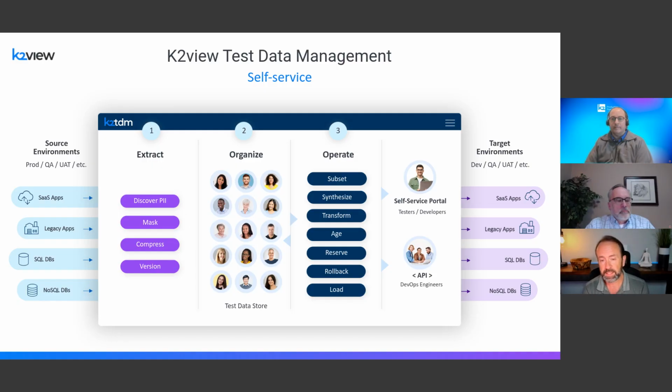And then the last thing I'll say here is that this is all available through a self-service portal, as you'll see during the demo. But also, most of our customers automate this through CI/CD. So we have a very comprehensive API that we can use as well. And I'll show you that briefly.